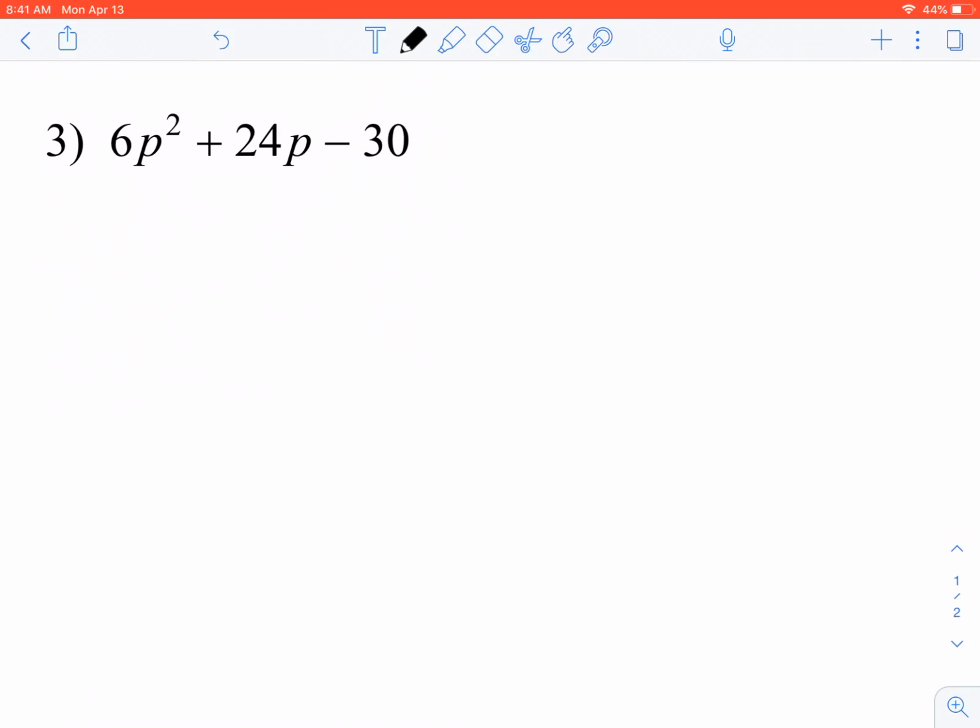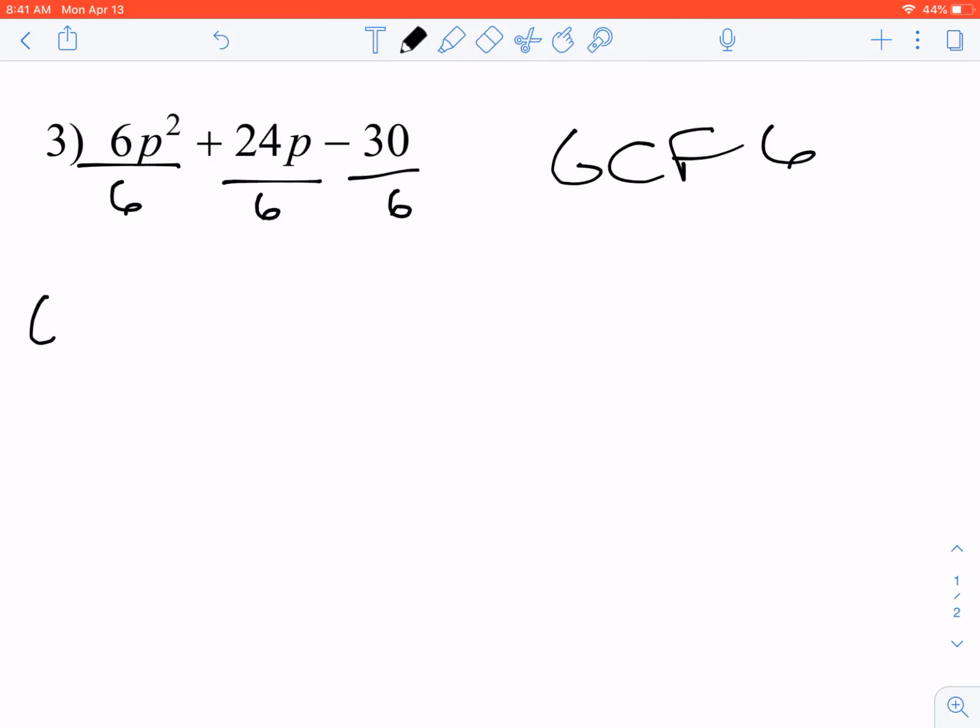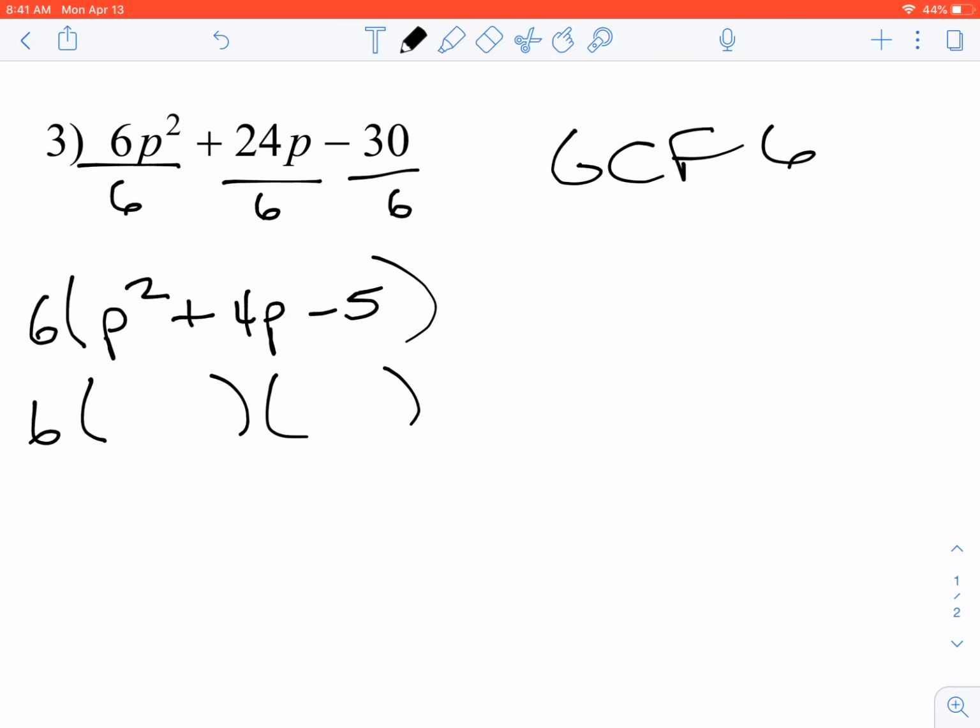Again, we look at that 6. We know that presents a problem, and we see maybe it's a GCF and we can pull it out. So, is 6 a GCF? Yeah. 6 divided by 6 is 1. 24 divided by 6 I can do, and 30 divided by 6 I can do. So my GCF is 6. So I'm going to have 6 times p squared plus 4p minus 5. Then I have a 6, and I have two binomials here.